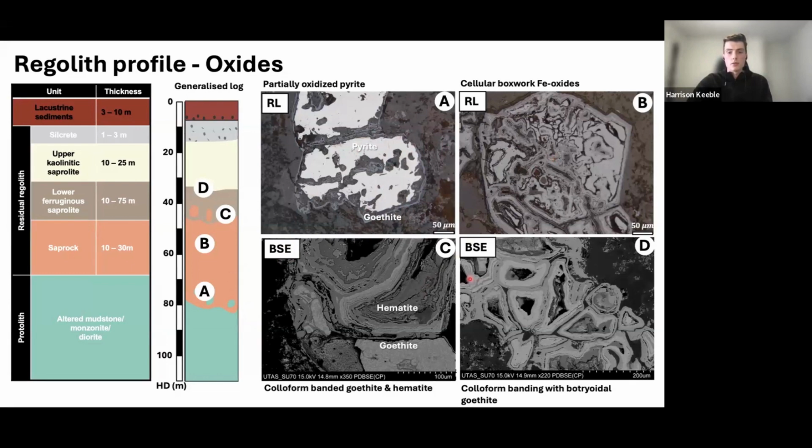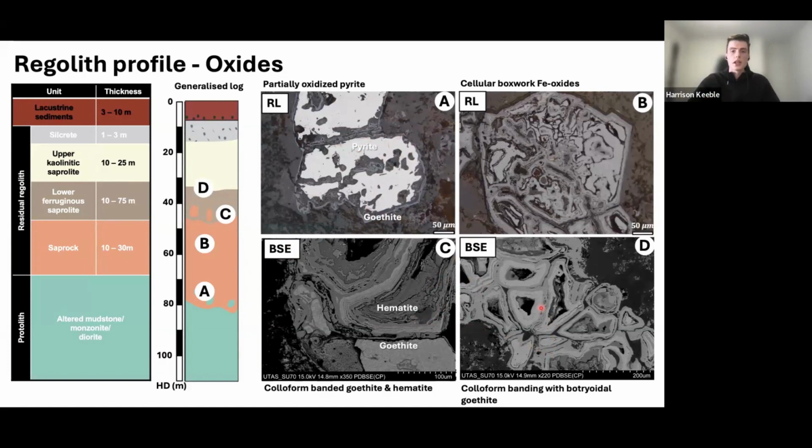And then the two textures with the greatest extent of oxidation were the coliform banded goethite and hematite, as well as the coliform banding with botryoidal goethite, which made for some pretty spectacular pictures under SEM.